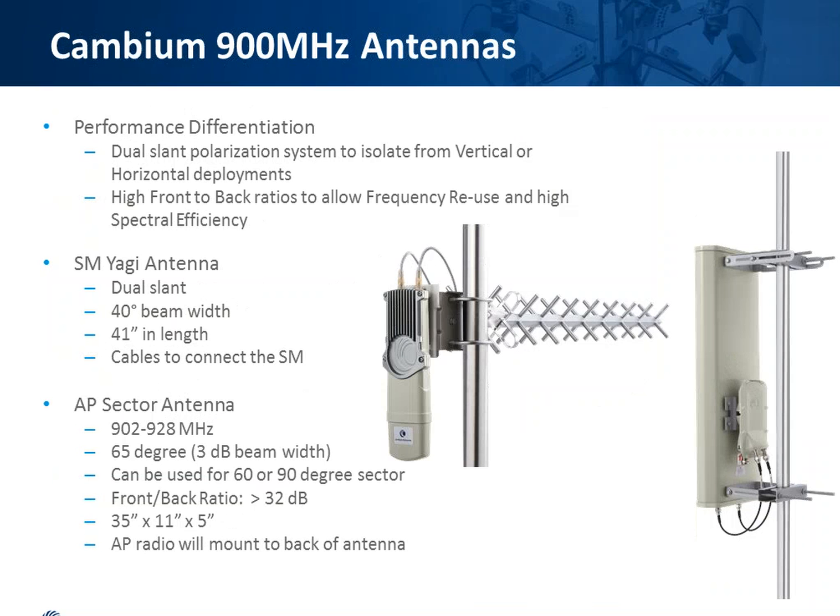Just one quick note on the antennas for 900. They're optimized and designed for this product line. It does provide some performance differentiation compared to some off-the-shelf antennas. It's a dual slant system. You can see the access point on the right side and the subscriber on the left. The subscriber Yagi is 40 to 41 inches in length, but it's a pretty effective 12.5 dB gain system that really operates pretty well. It seems to have very good results in the field so far. So I just wanted to point that out.